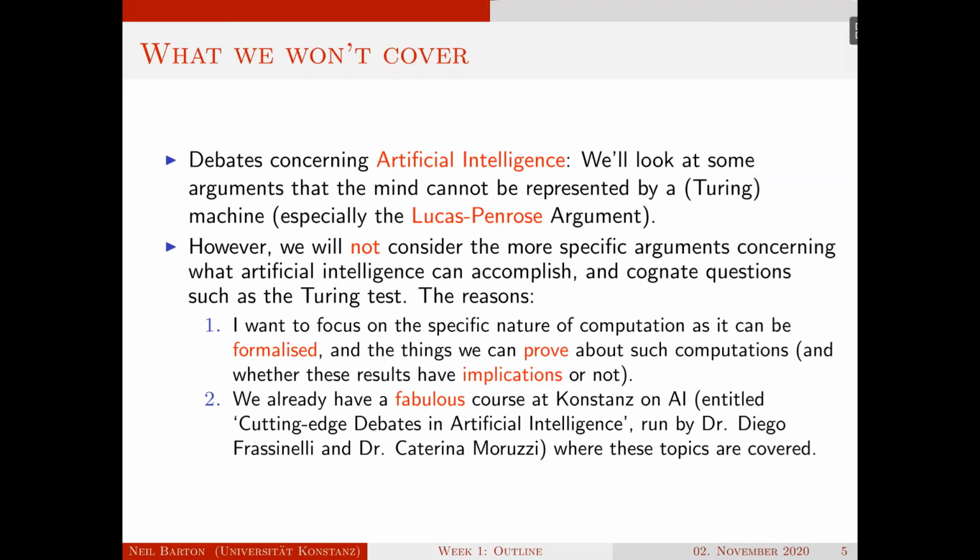But there's a second reason, which is that we already have a really fantastic course at Konstanz on AI. It's going to be run by Dr. Diego Fresinelli and Dr. Caterina Moruzzi. It's called Cutting Edge Debates in Artificial Intelligence, and they'll cover a lot of these topics. And I strongly encourage people to attend that course, audit it. It looks like it's going to be very interesting. I'll be attending myself. So that's why I'm not considering AI, but I think the debates are super, super interesting, and we will see some contact points throughout the course, occasionally with issues in artificial intelligence.